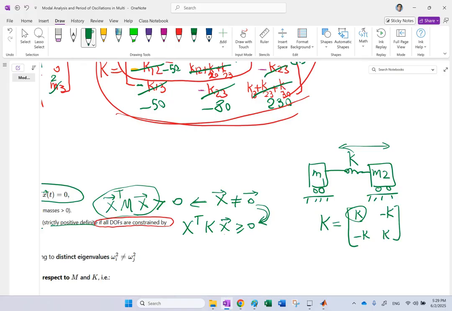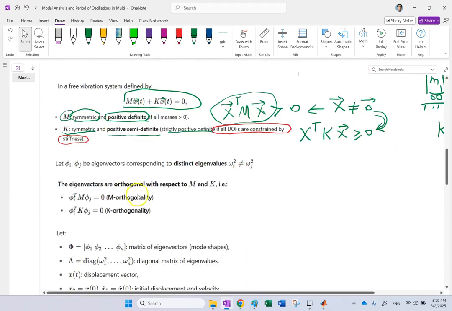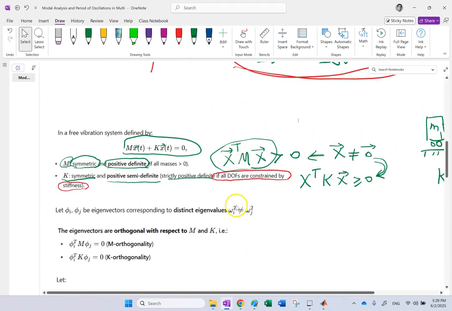And one of the eigenvalues is also 0, which indicates a system that can freely move in one direction. We call it a degenerate system. So in a degenerate system, your K could be positive semi-definite, okay? That is possible. But M is always positive definite.